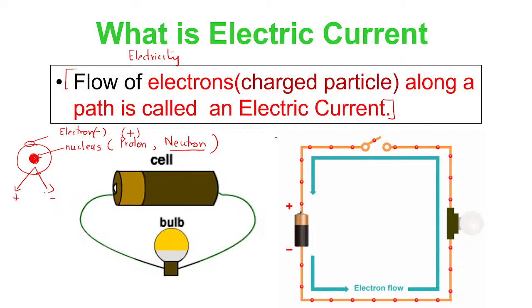So by default, an atom is always stable in nature. That means the number of protons will always be equal to the number of electrons. So by default an atom is always stable. Now if there are more electrons or fewer electrons, then we say that the atom has some charge. If this number of electrons changes, then we can say that the atom is having charge.